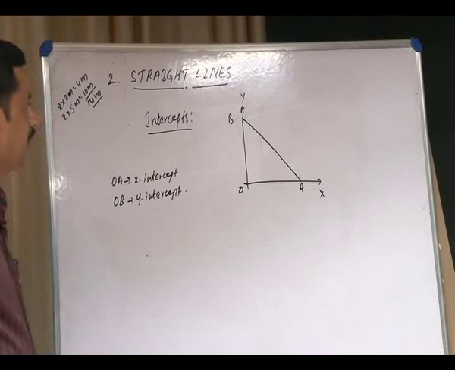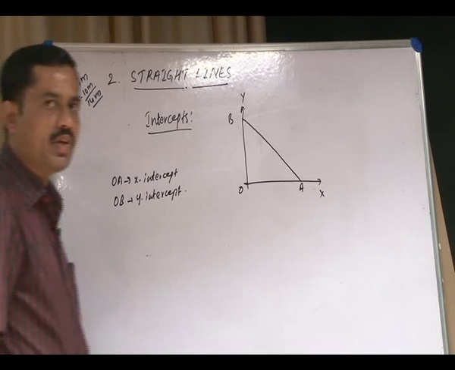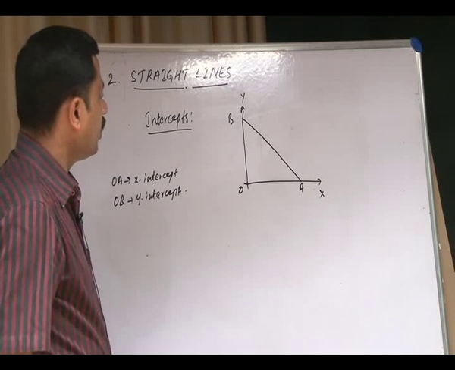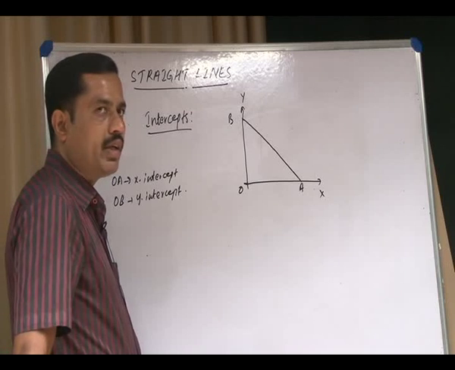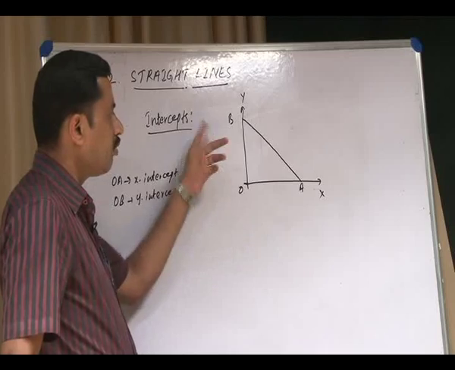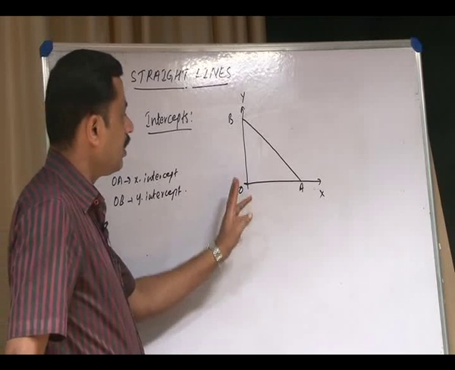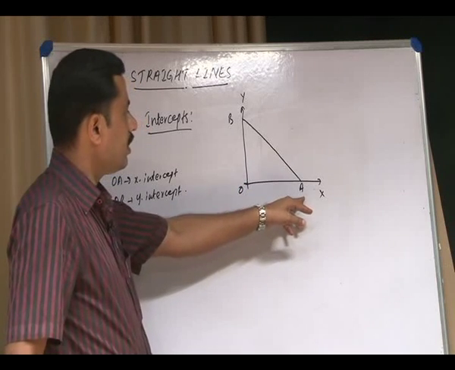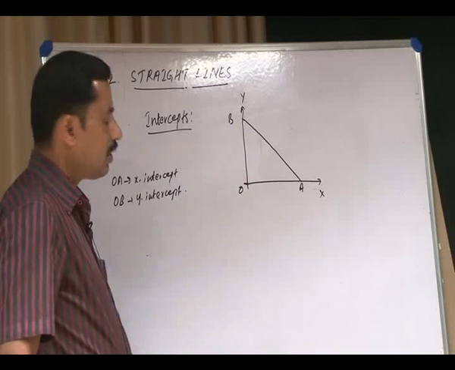So, that is about the intercepts of the straight line. Intercept means the distance from the origin to the point on the axis, and in that we get the x intercept and y intercept. In this figure, the line OA is called the x intercept of the line and OB is called the y intercept.